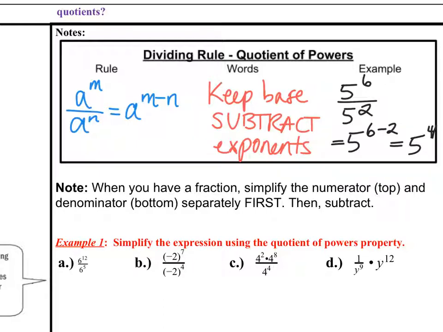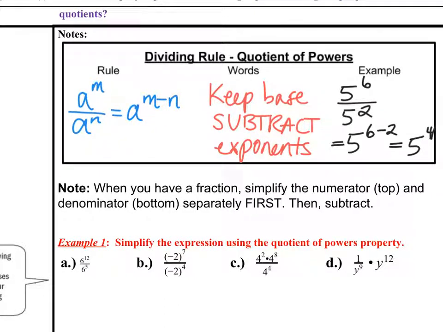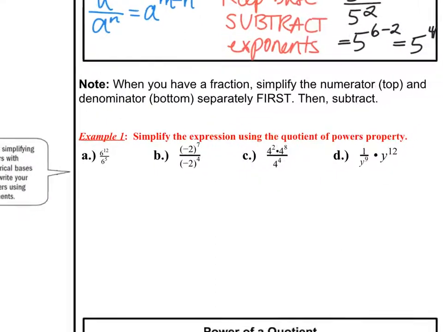Because not all of the problems I give you are going to be that easy, obviously. So if you have a fraction, and there's multiple things going on, simplify the numerator, which is the top, and the denominator, the bottom, separately first, and then do whatever subtraction you need. So if there's more than one thing going on the top or the bottom, deal with that first. Okay, some examples for you.